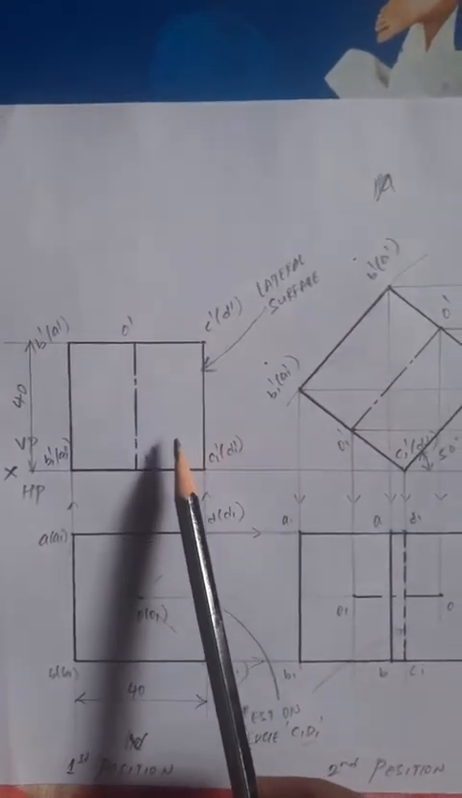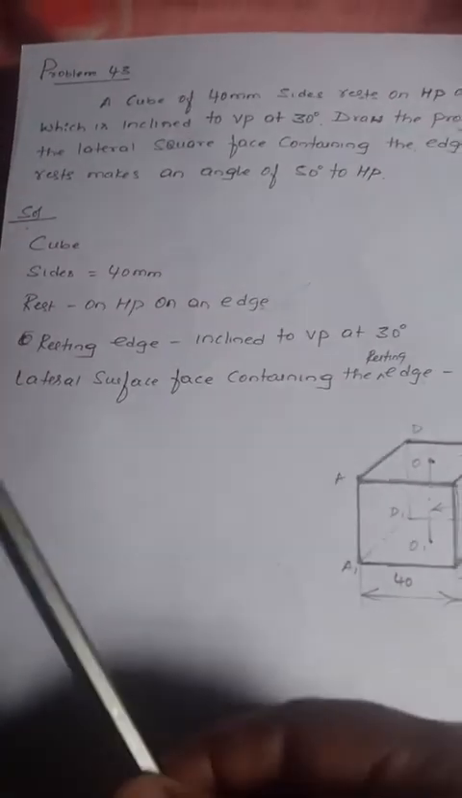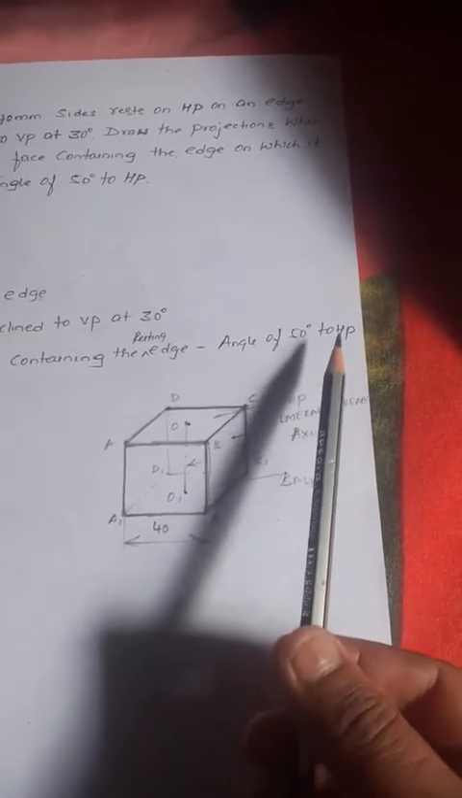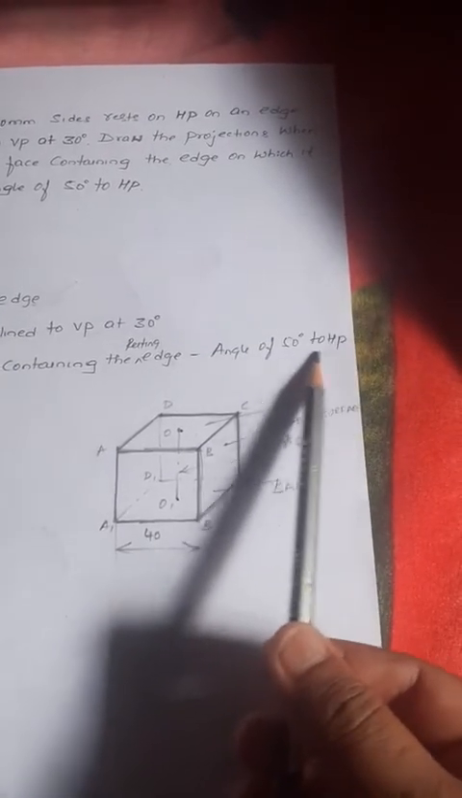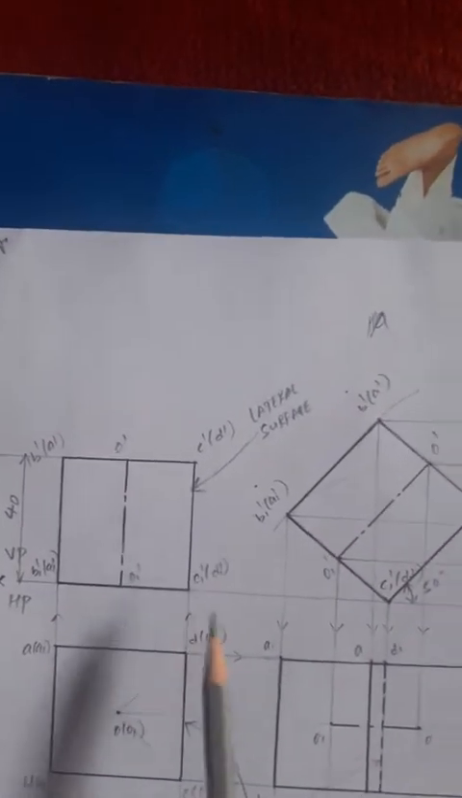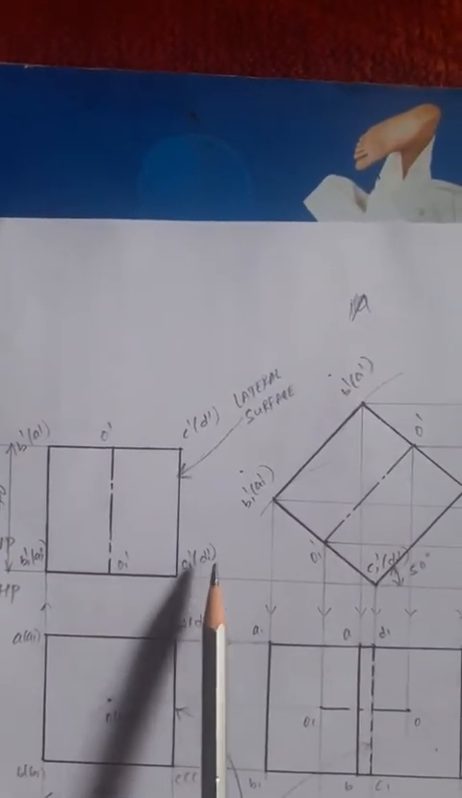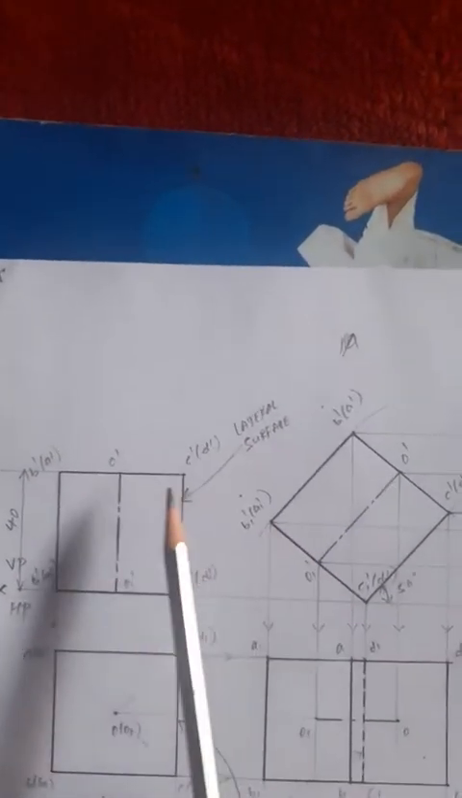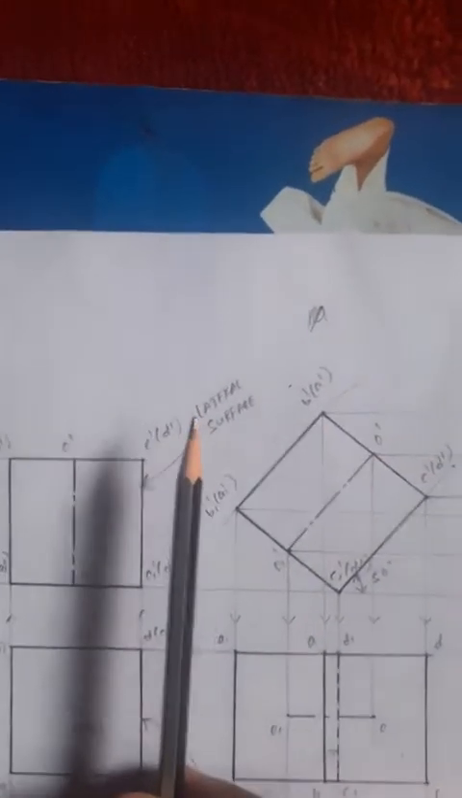What is the second condition given? The lateral square surface containing the resting edge at an angle of 50 degree to HP. Whatever dimension is given to HP, I want to show in VP, right? Which is the lateral surface? Lateral surface C1 dash, D1 dash, C dash and D dash. This is the lateral surface. That also is a square. That has to tilt.